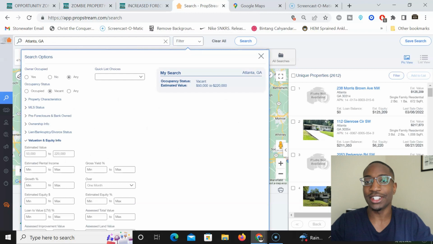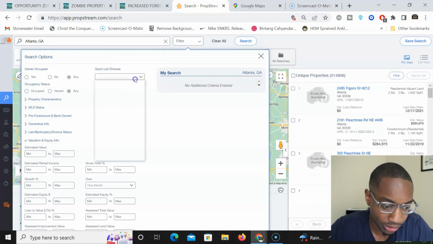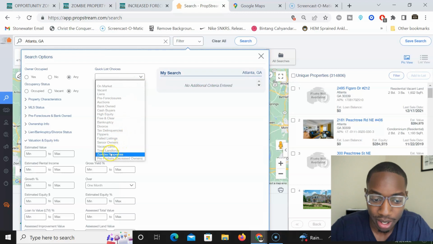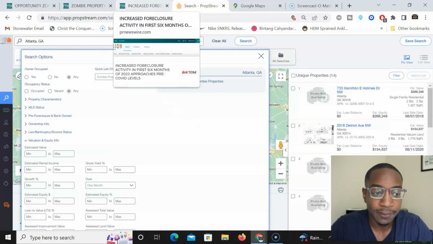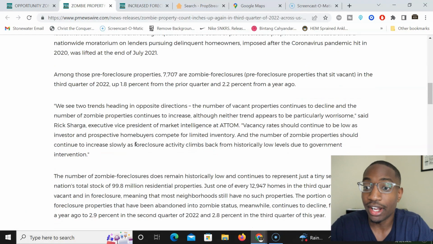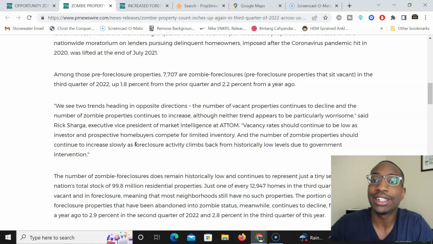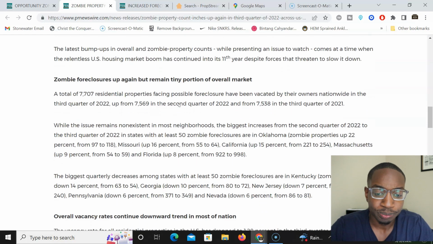And the good thing about Propstream, once again, check my link down below if you're interested, is that they have a quick list option for zombie properties. So you can go right here and just click zombie properties. And there are only 14 in Atlanta. That's what they're saying. But they don't make up a large part of the total, I guess, real estate GDP in a particular area or in America as a whole.